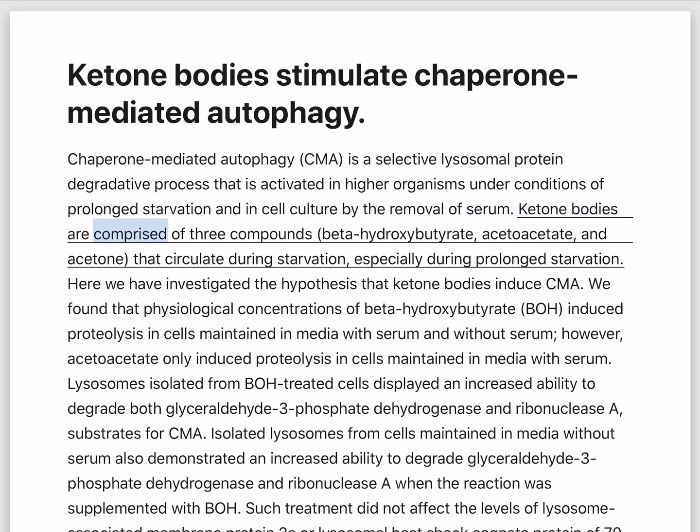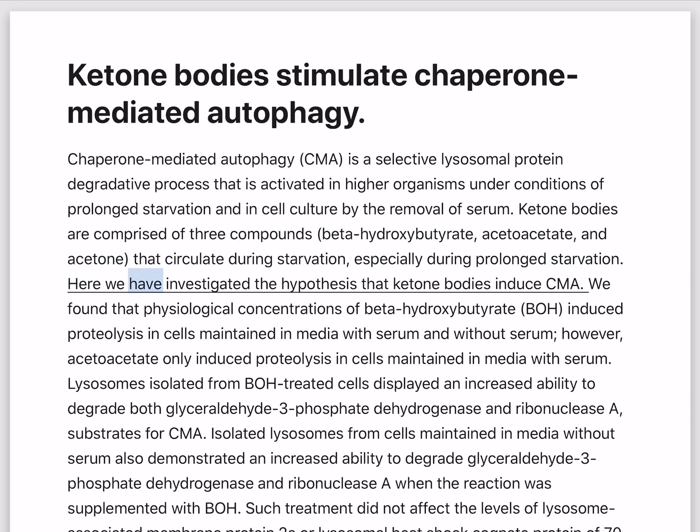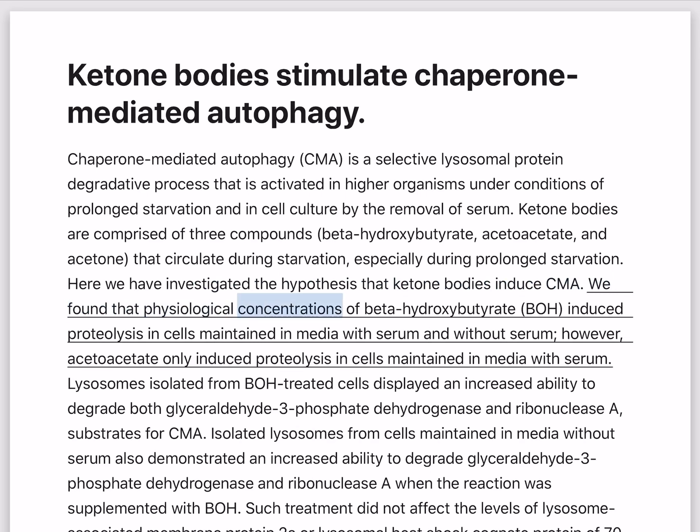Ketone bodies are comprised of three compounds, beta-hydroxybutyrate, acetoacetate, and acetone, that circulate during starvation, especially during prolonged starvation. Here we have investigated the hypothesis that ketone bodies induce CMA. We found that physiological concentrations of beta-hydroxybutyrate, BOH, induced proteolysis in cells maintained in media with serum and without serum. However, acetoacetate only induced proteolysis in cells maintained in media with serum.